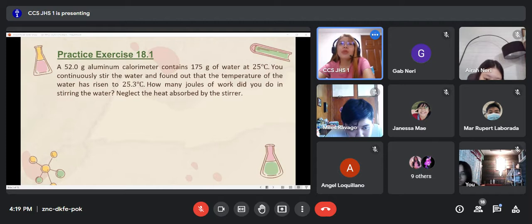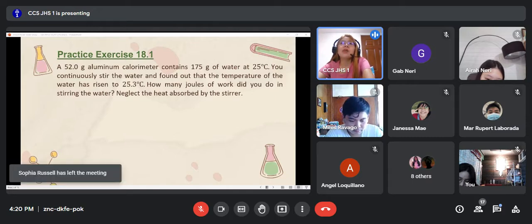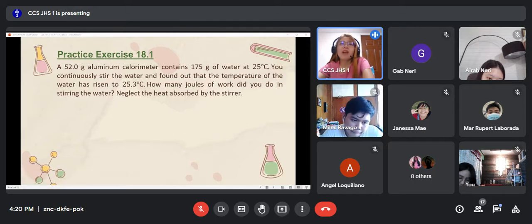Since you are asked to solve for work, what is the formula to solve for work? Work is equal to mechanical equivalent J times heat, Q, right? But we don't have the value of heat Q yet. So we need to solve for the heat of aluminum and heat of water. How do we solve for heat? MC delta T.